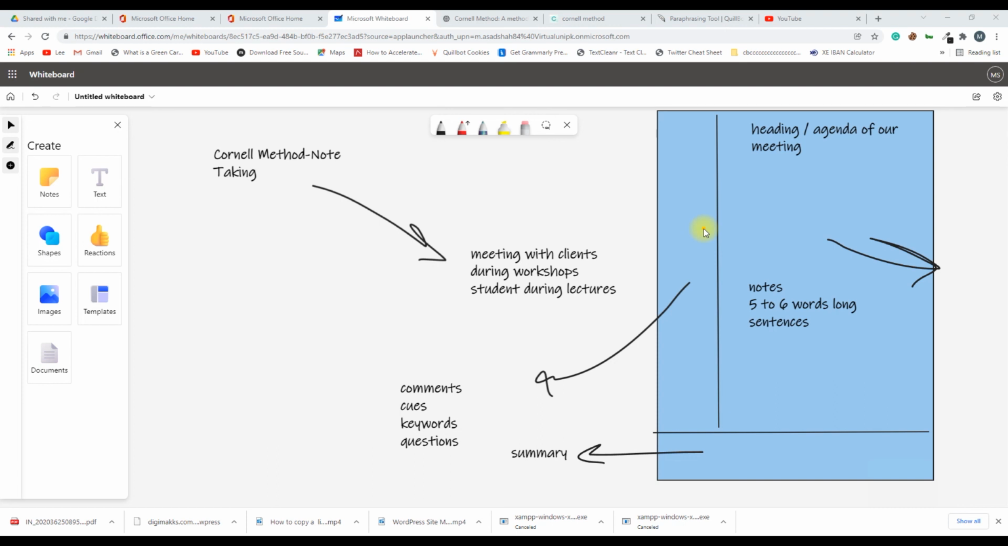So I hope this small but effective video has been helpful, and you will be able to make good and better notes whether you're a student or a marketer or a business consultant. The Cornell method will help you to not only take better and effective notes, but to remember these notes in the longer run as well. Thank you.